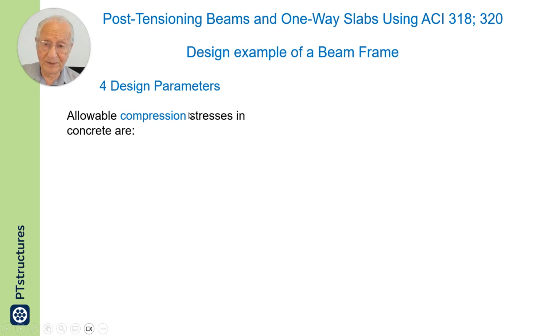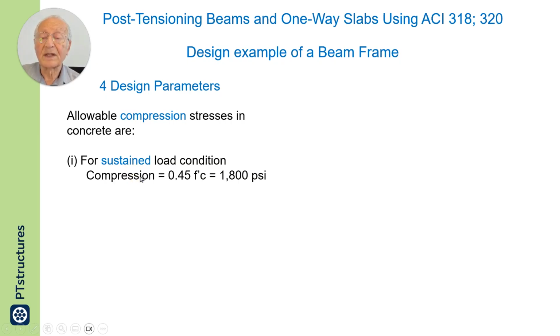We covered the allowable tension in the previous page. Now we move to allowable compression, that is extreme fiber compressive stresses. This depends on the load condition. The code gives a value for sustained live load. Sustained live load means the live load that is likely being present during the service life of the structure.